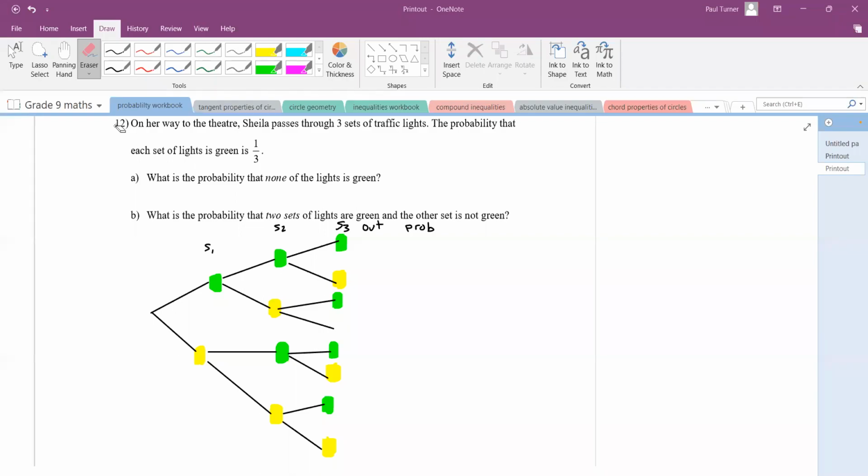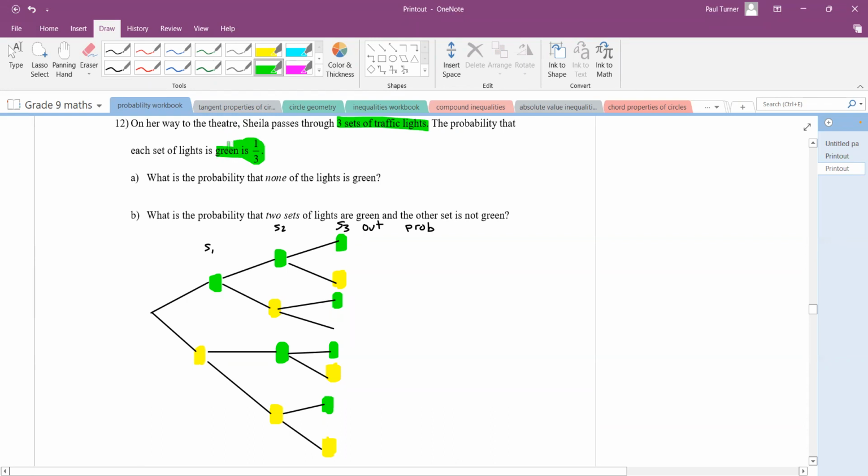So in question 12, we've got a question. On her way to the theatre, Sheila passes through 3 sets of lights. The probability that each set of lights is green is 1/3. We want to calculate the probability that none of the lights is green and the probability that 2 sets of the lights are green and the other is not green.